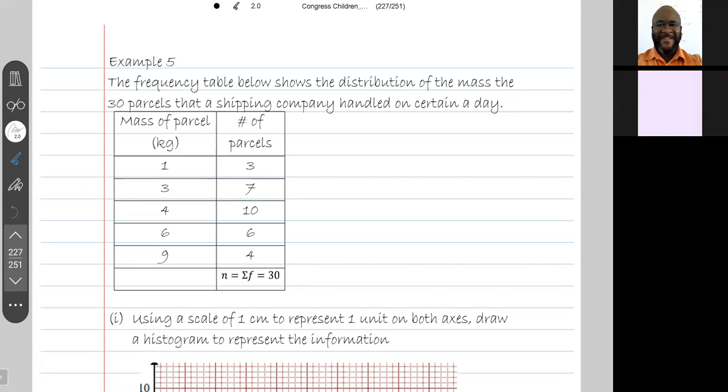So you have the mass. The mass is basically the values that we're dealing with. The number of parcels is the frequency. So 3 parcels weigh 1 kilogram, 7 parcels weigh 3 kilogram, 10 parcels weigh 4 kilogram, 6 parcels weigh 6 kilogram, 4 parcels weigh 9 kilogram. We're asked to, using a scale of 1 centimeter to represent 1 unit on both axes, draw a histogram to represent the information.